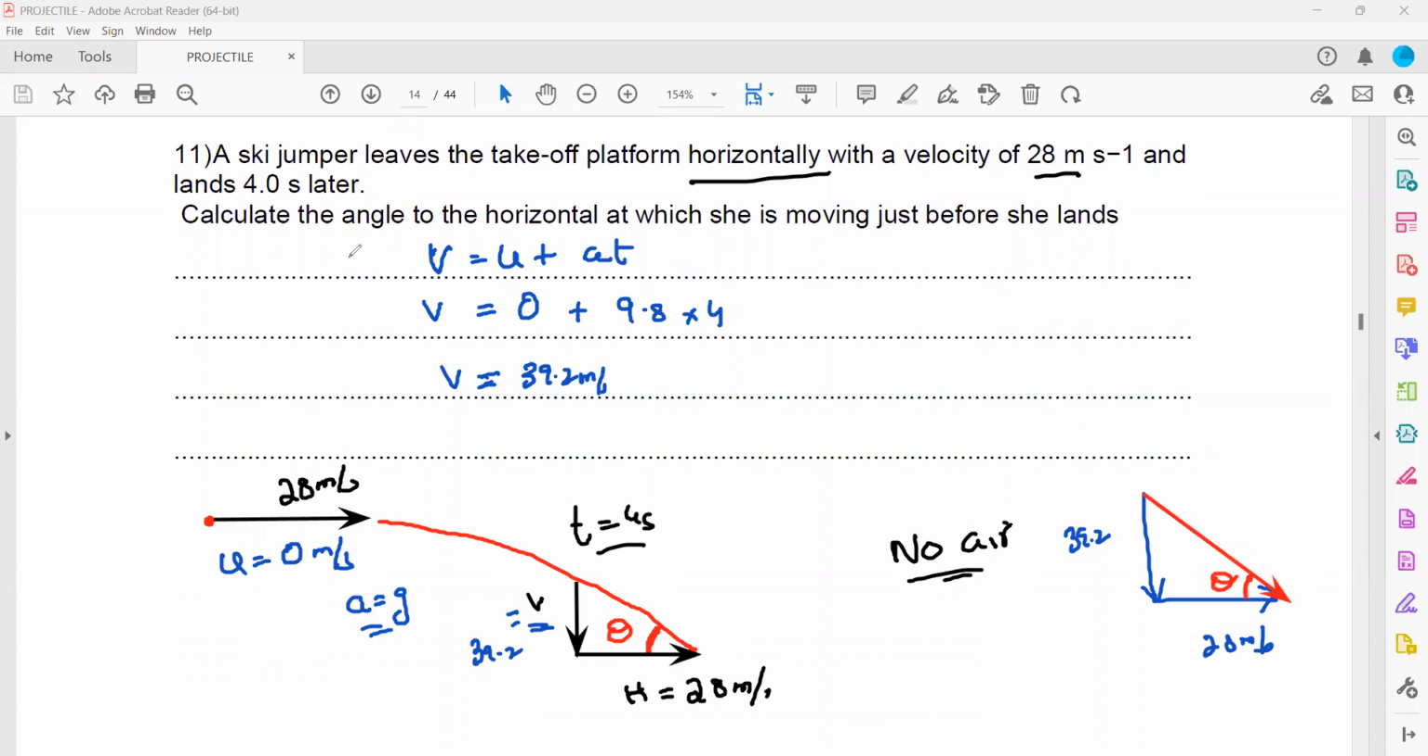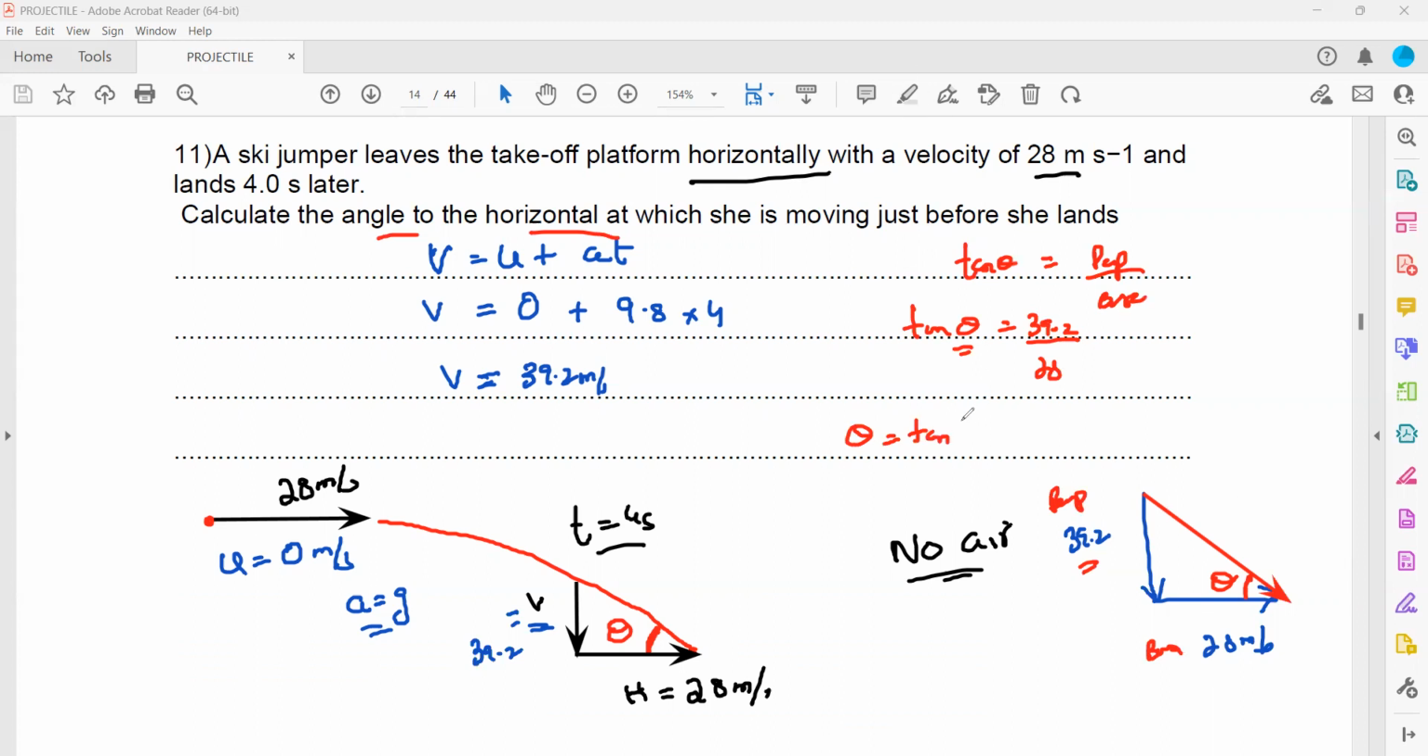We need this angle, as I mentioned, the angle to the horizontal just before she lands. So this was 28, this is 39.2. We have this as the perpendicular and this one as the base. So we can use the trigonometric ratio that tangent theta is equal to perpendicular divided by base. The perpendicular is 39.2 and the base is 28. We need theta, so theta is equal to tan inverse.